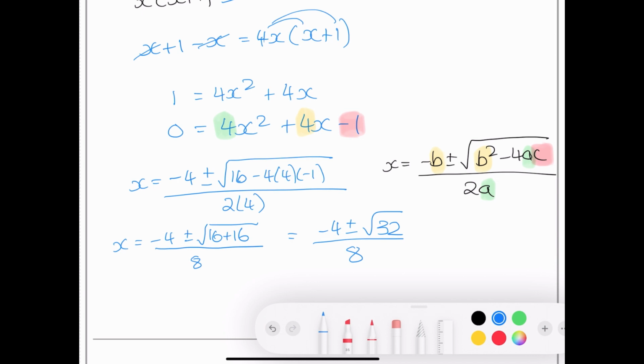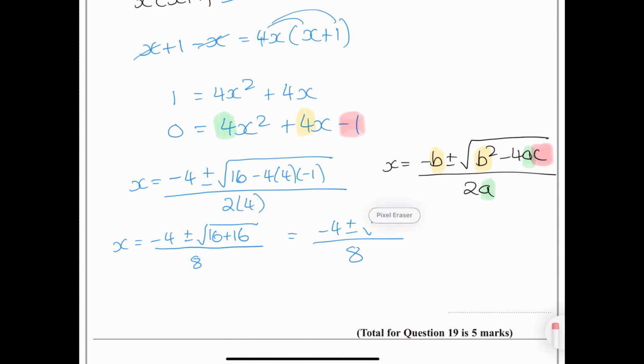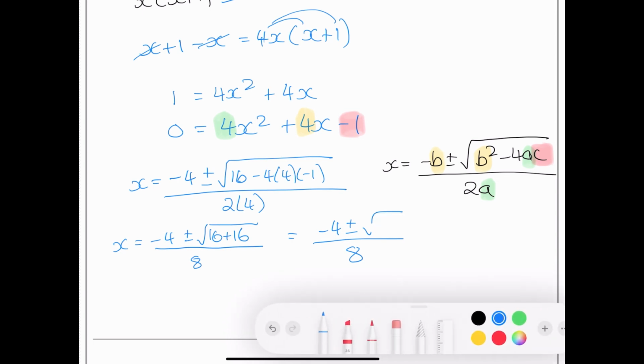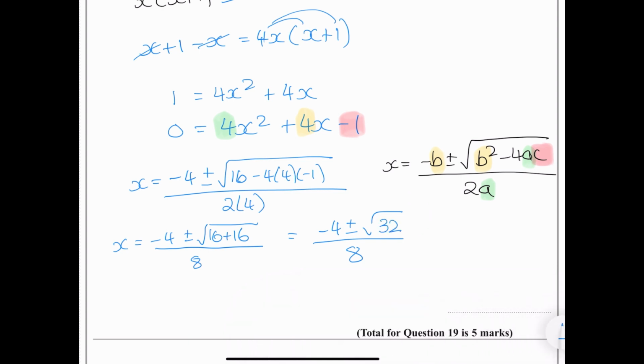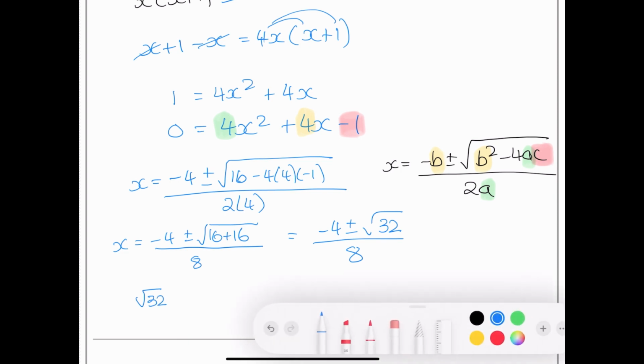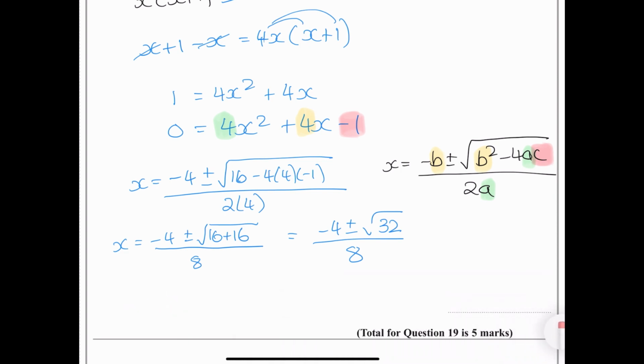Okay, now it's about recognizing that 32, I didn't need to erase that. So the square root of 32 can actually be written as the square root of 16 times the square root of 2. Square root of 16 is 4, root 2 like that. So I can simplify it, and that's what this question is trying to get you to do as well. So it's a bit of surds mixed in. Minus 4 plus or minus 4 root 2 over 8.